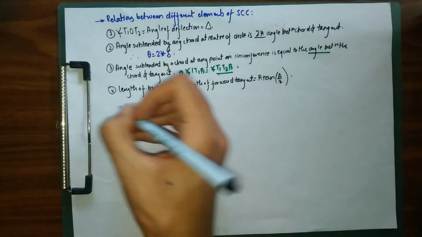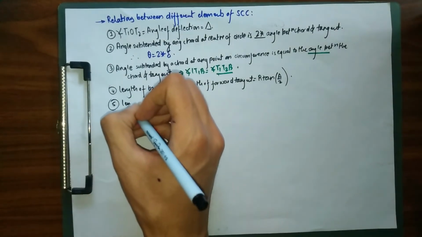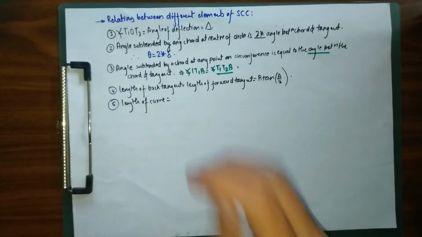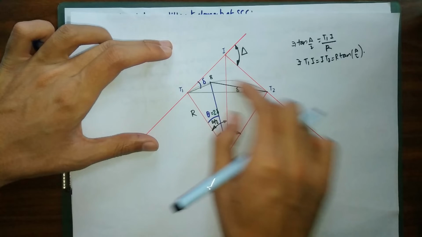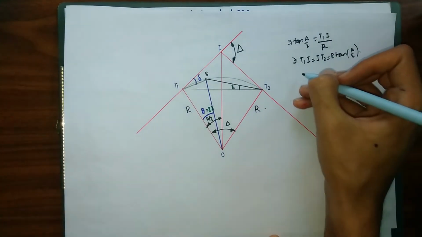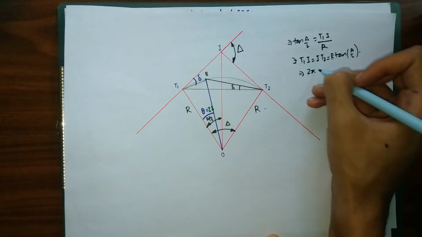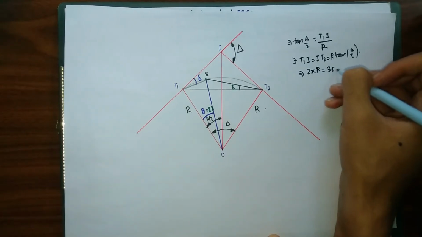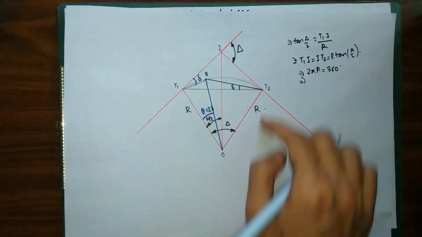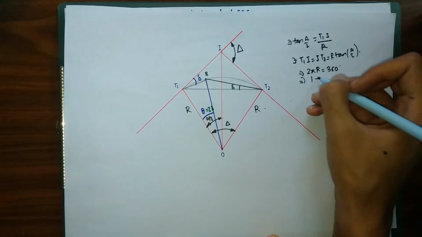Next we'll find the length of our curve. So what is the length of the curve? We need to find the length of this curve from T1 to T2. For this we have the relation for our circle: the overall circumference 2 pi r is equal to 360 degrees.